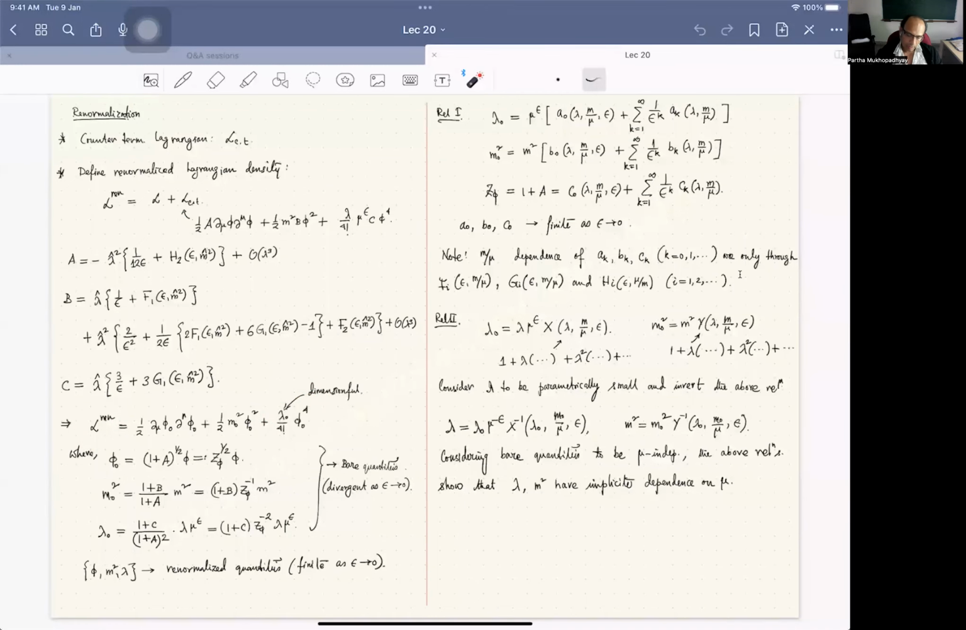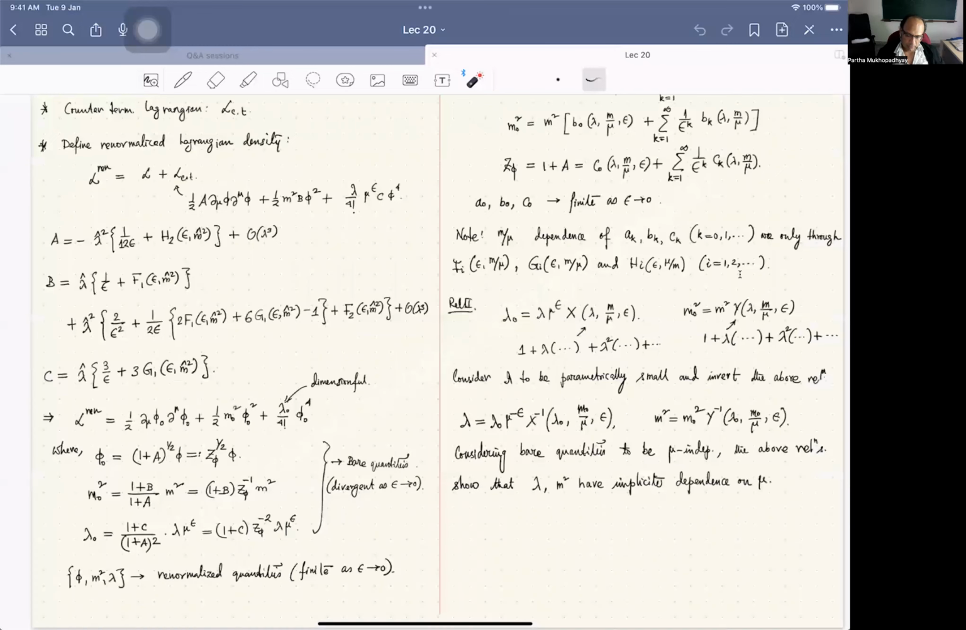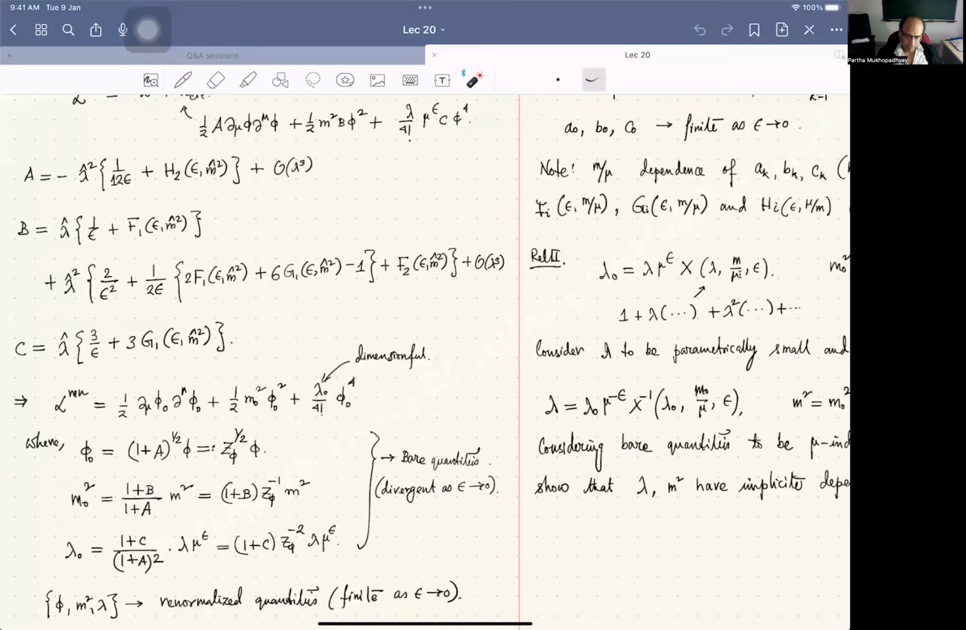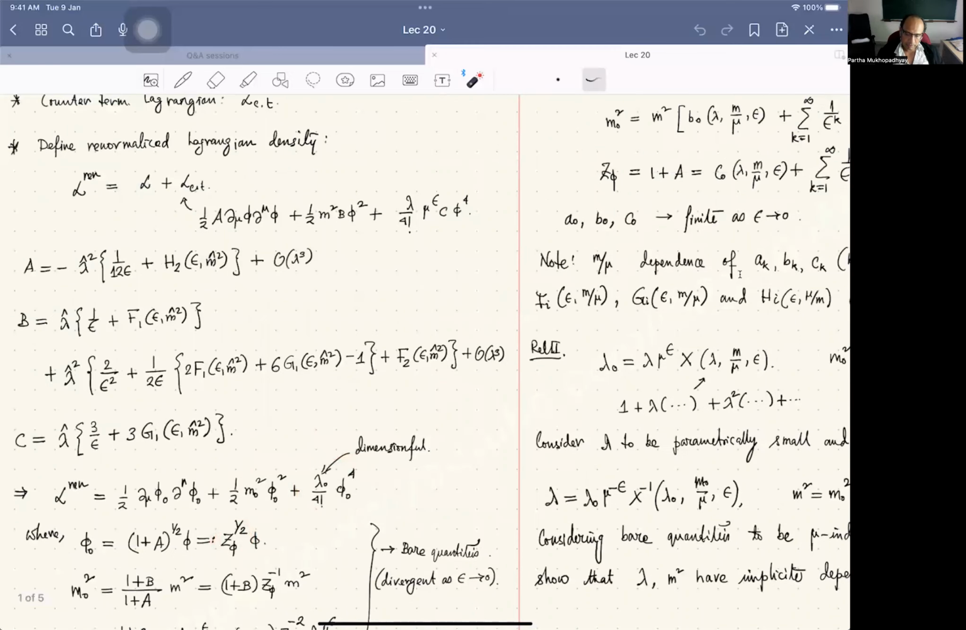So if you look at this term, it is lambda 0 times phi 0 to the power 4, where phi 0 is the bare field, and it's related to the original field by this Z phi to the power half factor, which is basically 1 plus a to the power half. So the leading term is 1, and therefore at the leading order, phi 0 and phi are the same. Therefore, at the leading order, this is nothing but the counter term Lagrangian, which is given by C. And the counter term Lagrangian is basically to kill the divergence of the 4-point function, 4.1 pi.